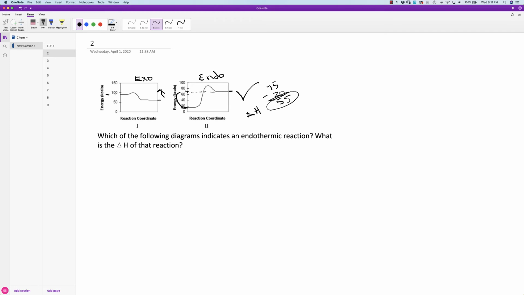If we were to look over here, this is just below 100. It could be, let's see, that's 75, and it could be like 90, 95. And this looks like it's just above 50, maybe it's 55. Okay, so if we've got 95 and we're subtracting 55, that's going to give us 40. So the change in enthalpy in this one would be 40.